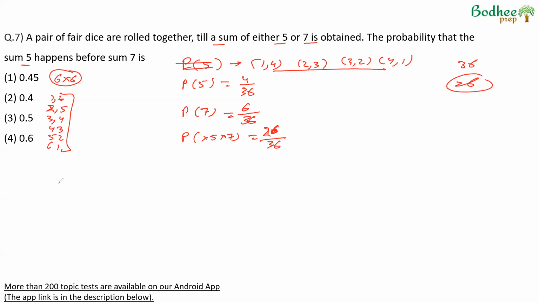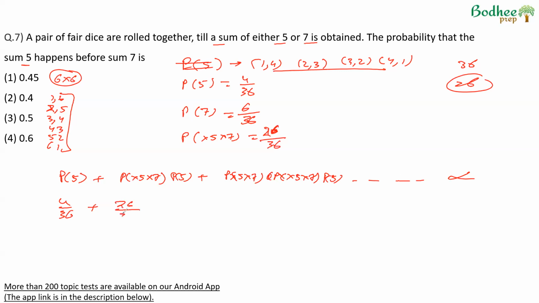Now, if we want to get a sum of 5, what can happen is 5 turns up at once, or neither 5 nor 7 turns up and then 5 turns up, or in the first try neither 5 nor 7 turns up, in the second neither 5 nor 7 turns up, and then 5 turns up, and so on infinitely. P of 5 is 4 by 36. This becomes 26 by 36 into 4 by 36, plus 26 by 36 into 26 by 36 into 4 by 36, and so on. So we get an infinite GP, the sum of which will be first term upon 1 minus r.